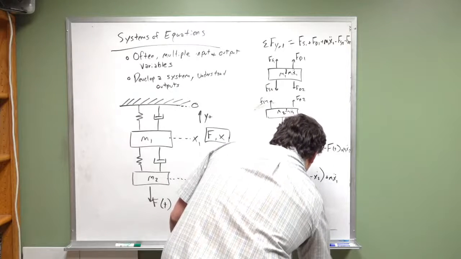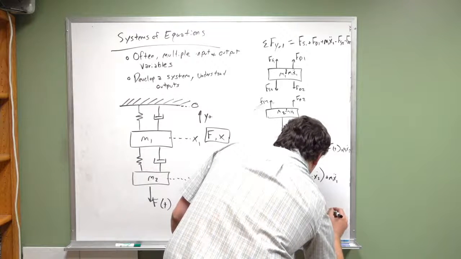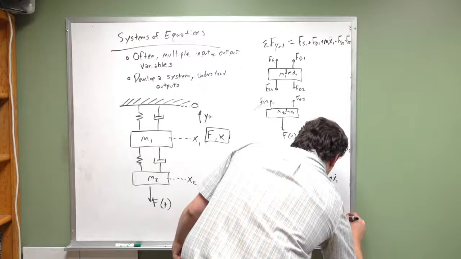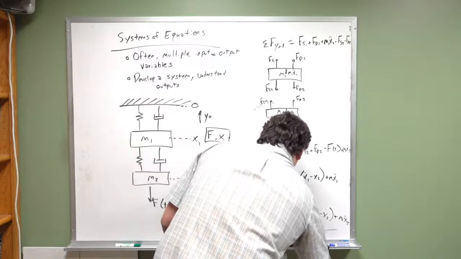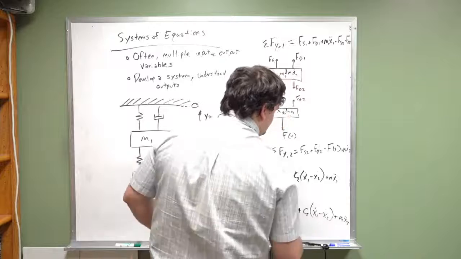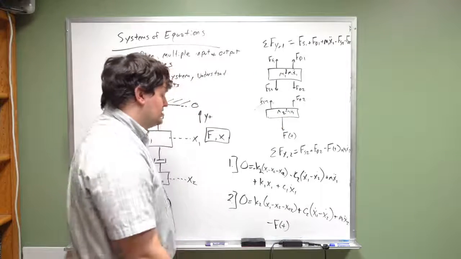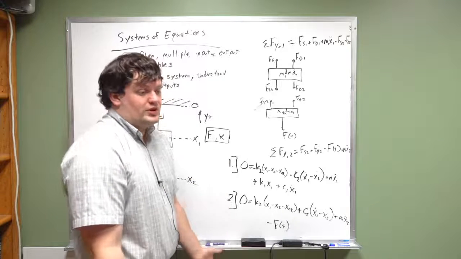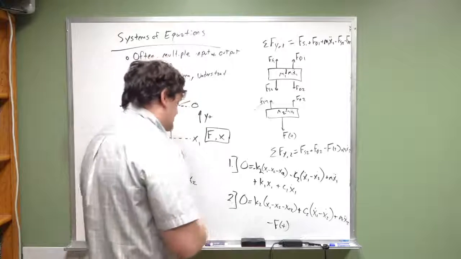Plus C2 x1 dot minus x2 dot, plus M2 x2 double dot, minus f of t. Well, this is super gross. How are we going to handle this? What are we going to do with these two constitutive equations? Well, we can rewrite this in matrix form, and it actually makes it a lot nicer.